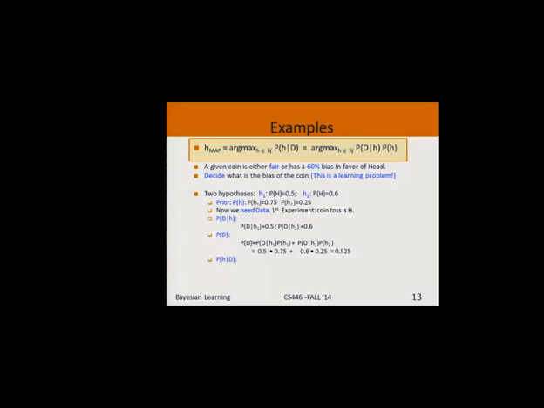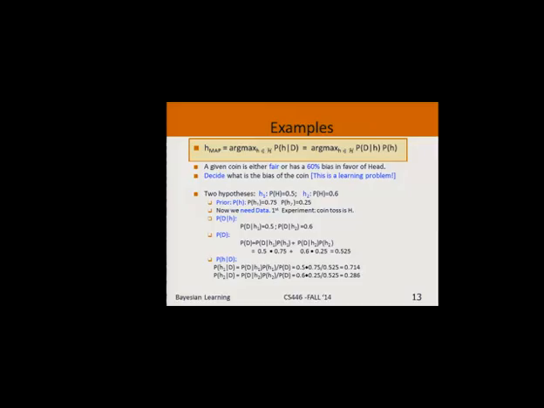Okay, so now the key thing is let's compute P of H given D. And what is P of H given D according to Bayes' rule here? It's P of D given H times P of H divided by P of D. And so for H1, I get 0.714. For H2, I get this.